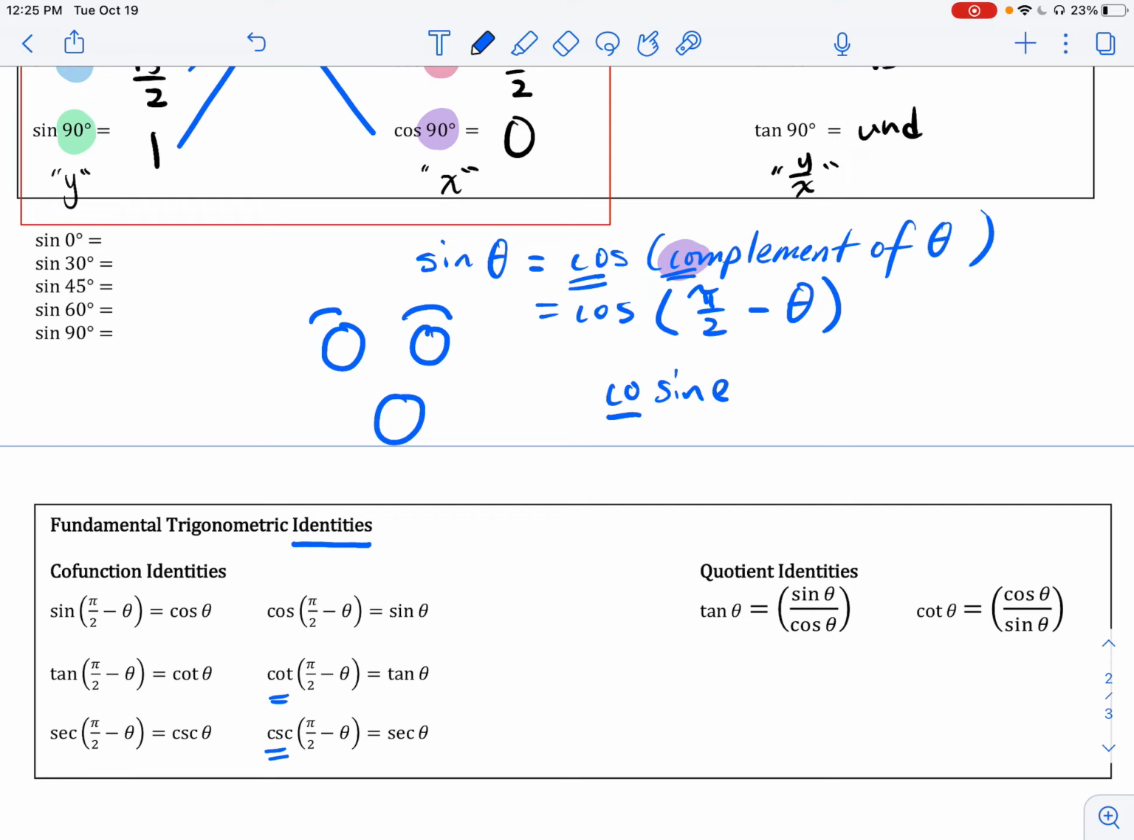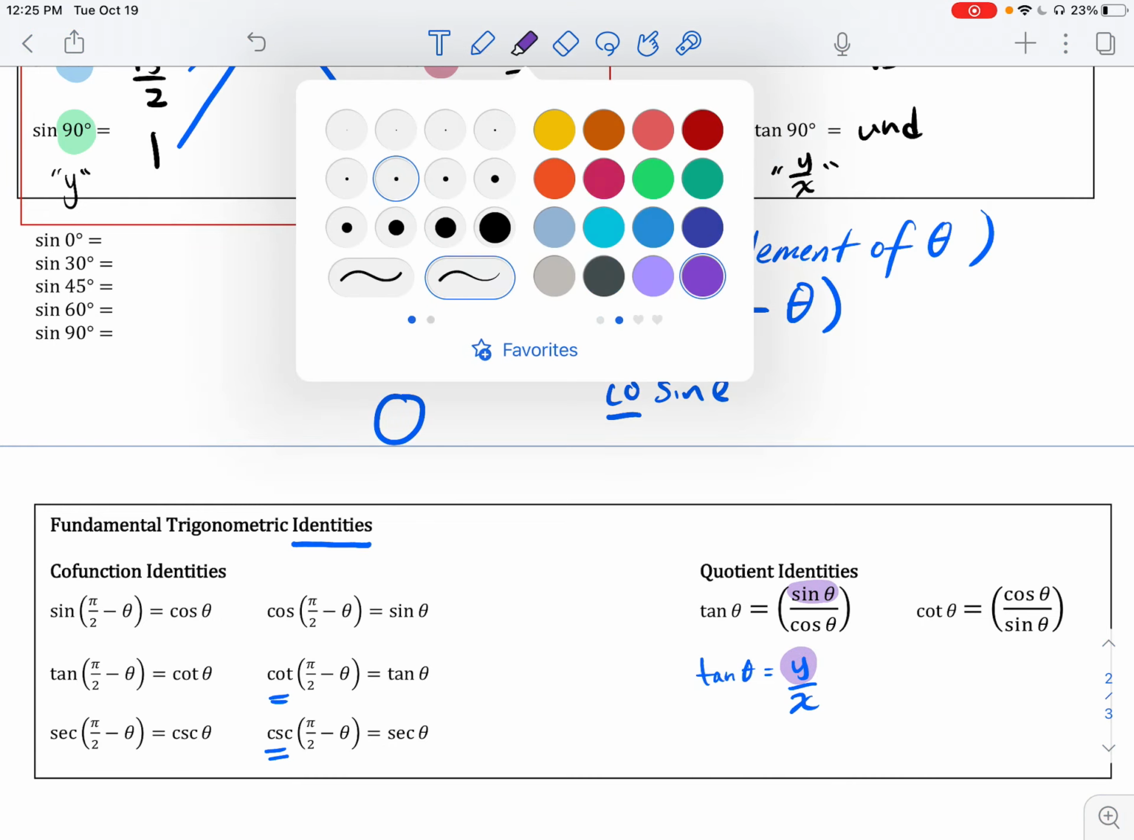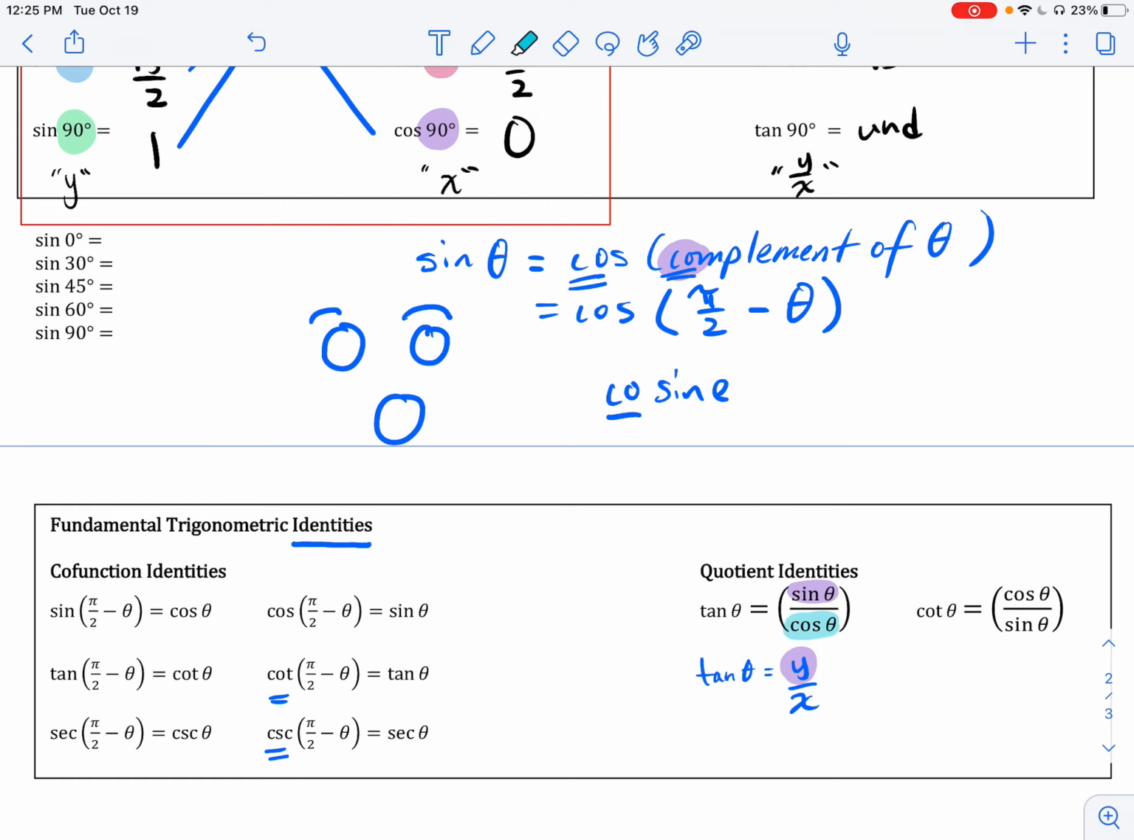Speaking of the quotient identities, we know that since tangent of theta refers to our opposite over adjacent, or y over x, and we know that sine is always equal to y, and the cosine is always equal to x, we can say that tangent is simply the same thing, or equivalent to sine over cosine.